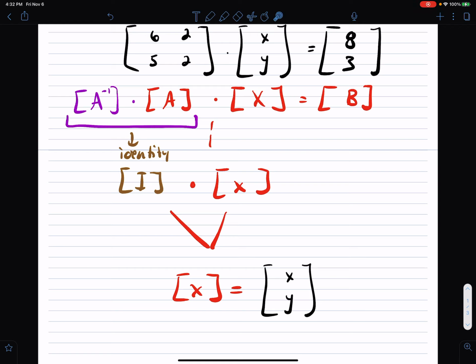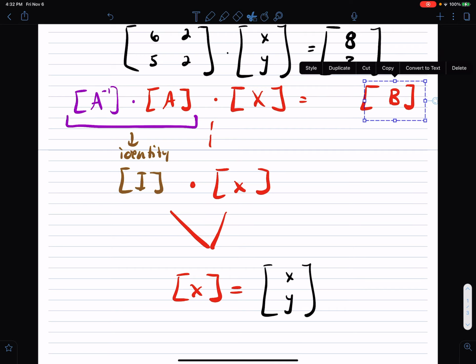So what I found I could do on the left side, if I multiplied by the inverse of A, was undo the matrix A, and I'm just left with the matrix I'm looking for. So we know that when we solve equations, what I do to the left side, I have to do to the right.